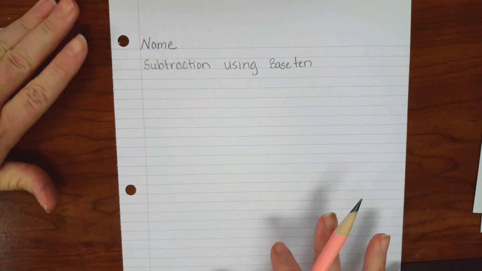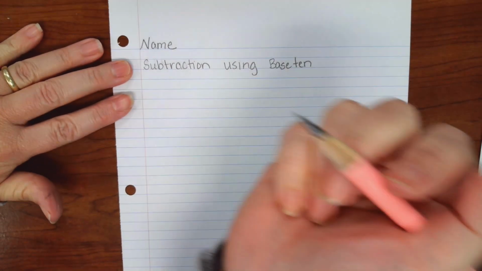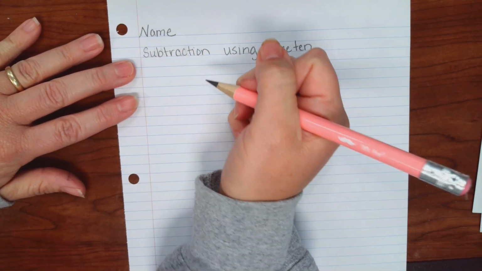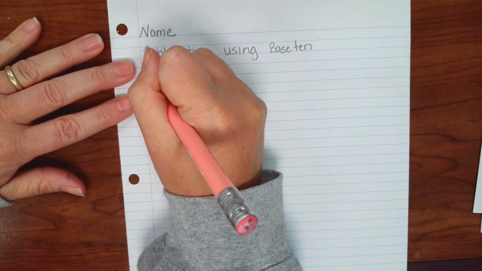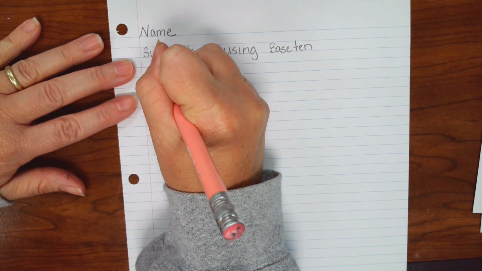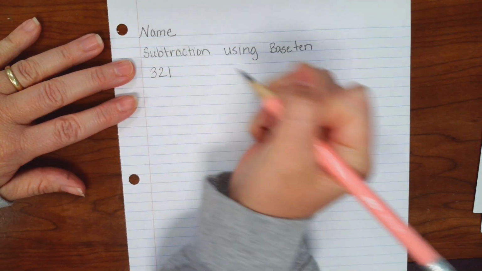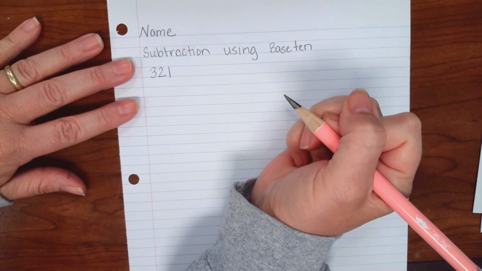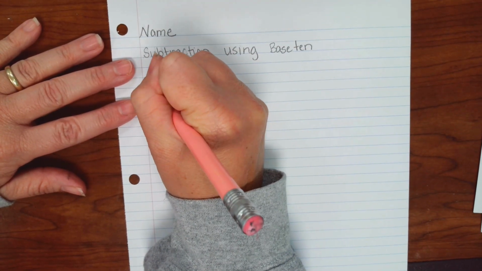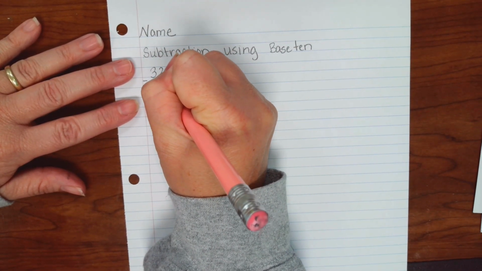Alright, today we're working on subtraction using base 10s. So it's just another strategy that really helps. How about if we had the number 321? And I know I got started quick, so if you don't have a piece of paper, you will be turning this in, so you need to go get it. And we're going to subtract 165.